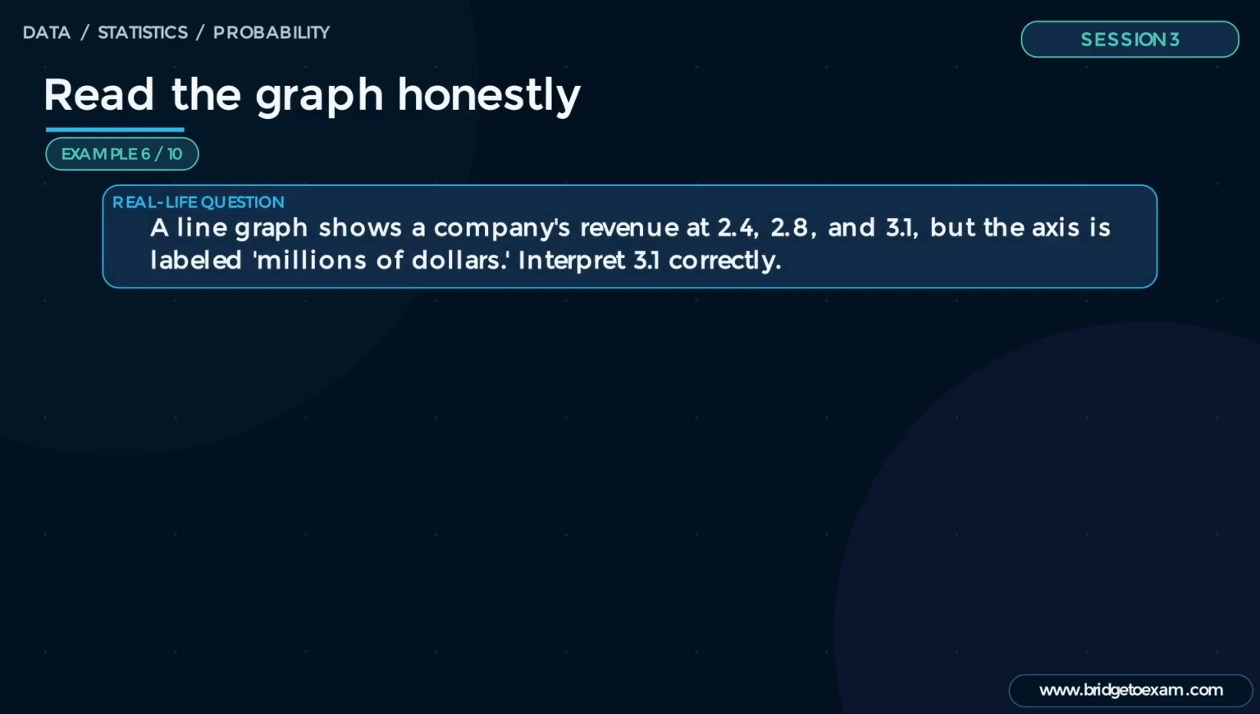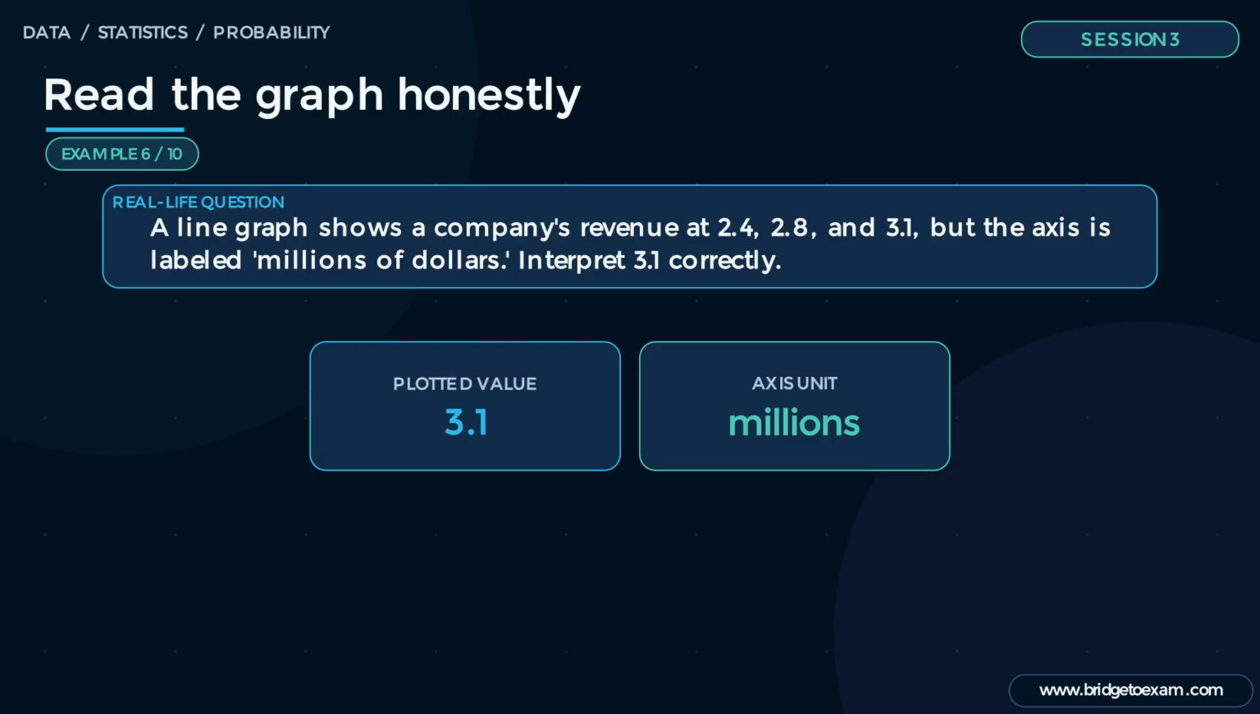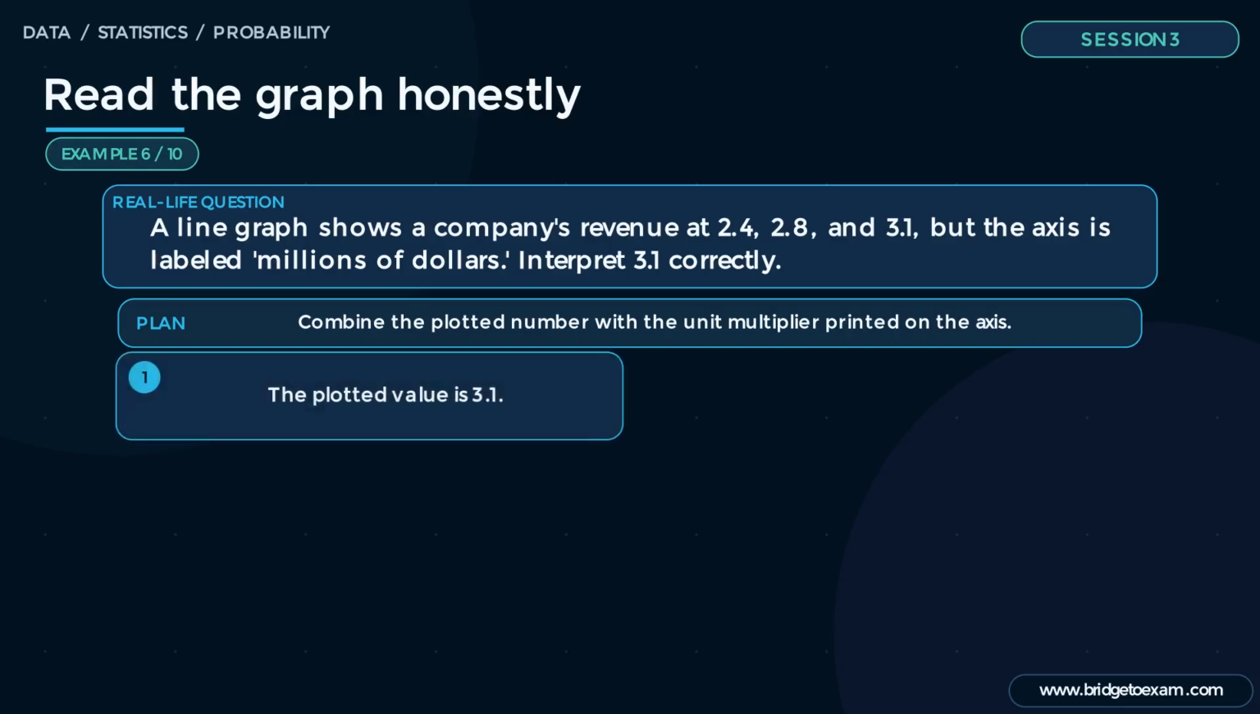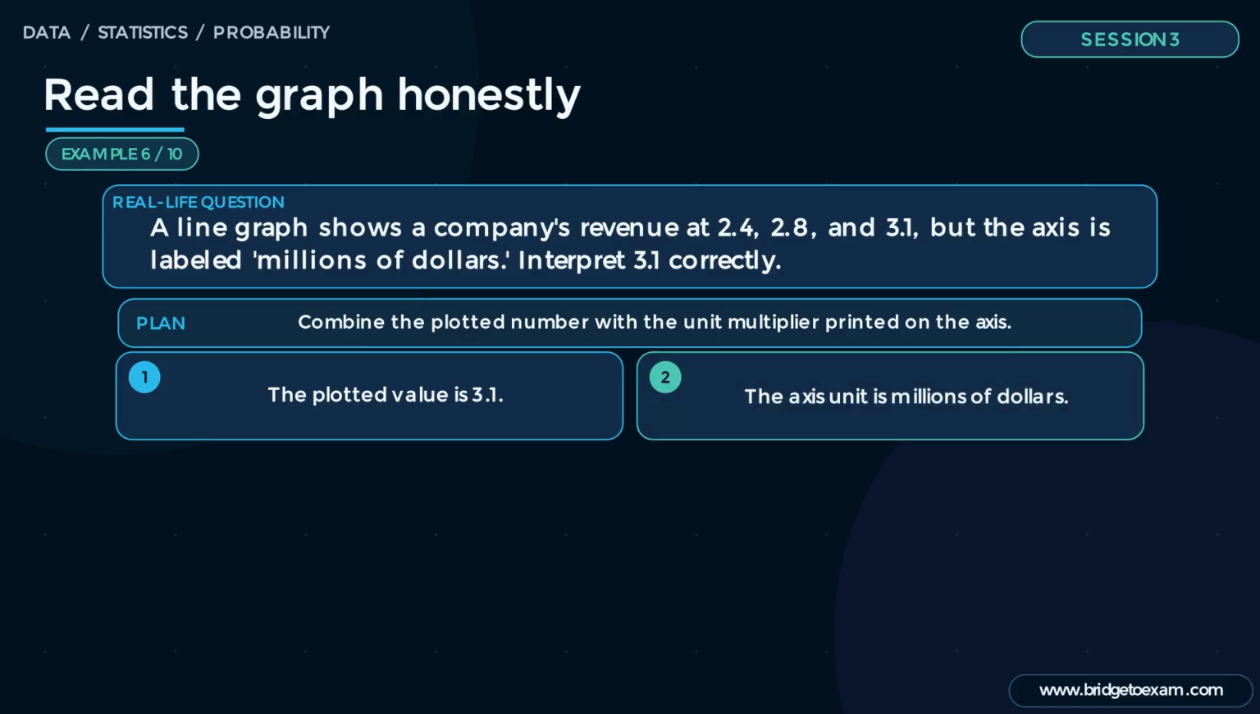A line graph shows a company's revenue at 2.4, 2.8, and 3.1, but the axis is labeled millions of dollars. Interpret 3.1 correctly. Plan. Combine the plotted number with the unit multiplier printed on the axis. Step 1. The plotted value is 3.1. Step 2. The axis unit is millions of dollars. Step 3. Compute 3.1 times 1 million equals 3,100,000.